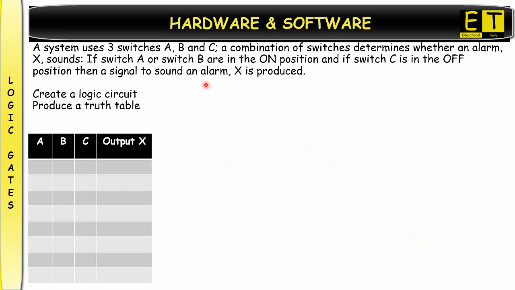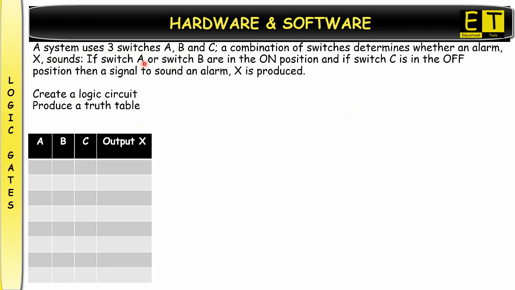There is a very high chance of something like this coming up in your exam, where they give you a problem and expect you to break it down to create a logic circuit and a truth table. This statement is referring to an alarm system. A system uses 3 switches A, B and C. A combination of switches determine whether an alarm X sounds.